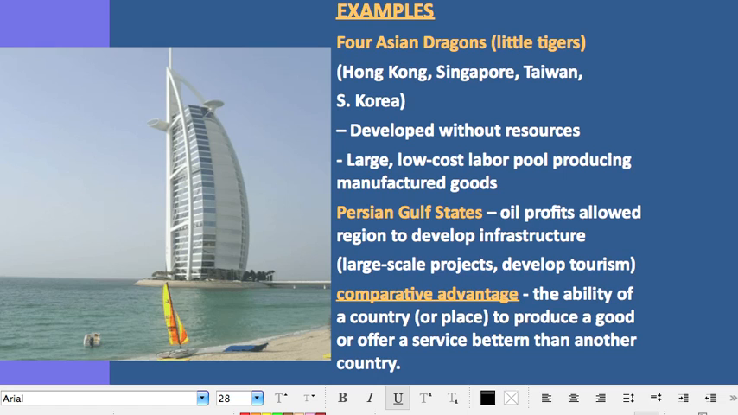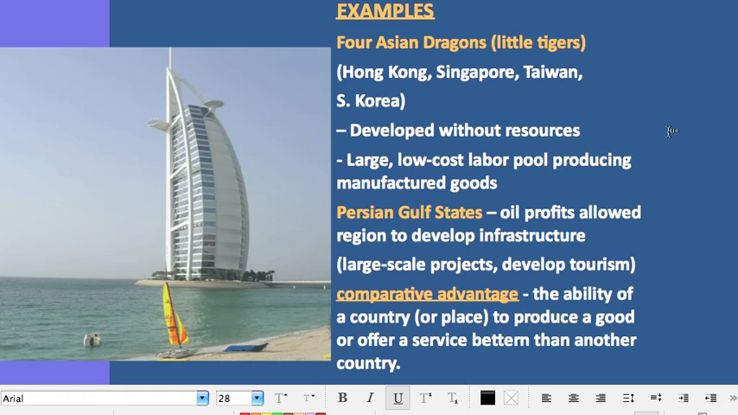Some examples of international trade model countries that have been able to develop this way. Your 4 Asian dragons, or these are also called little tigers. These are 4 countries in Asia: Hong Kong, which is really a part of China; Singapore, at the tip of the Malaysian peninsula; Taiwan, an island off the coast of China; and South Korea.